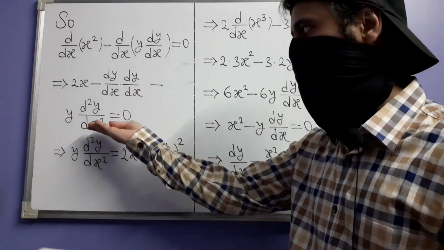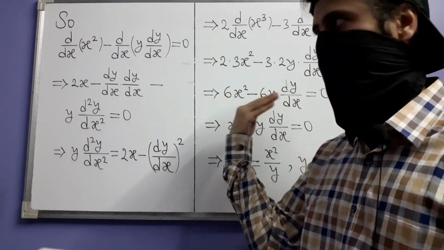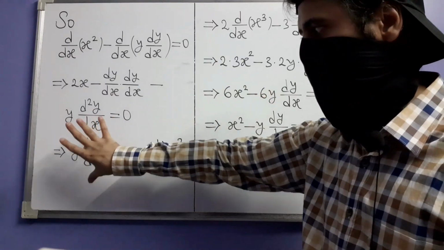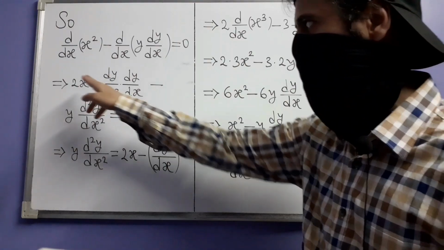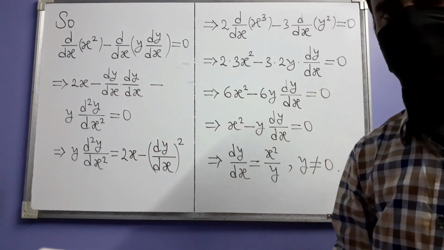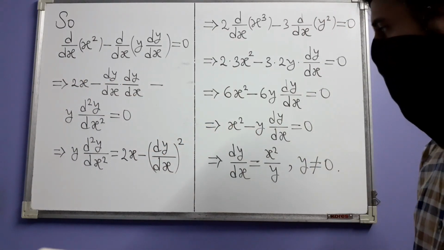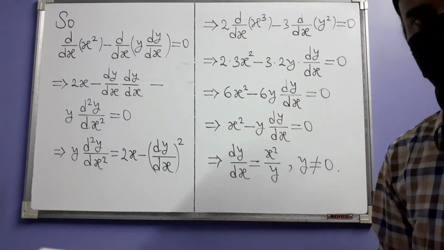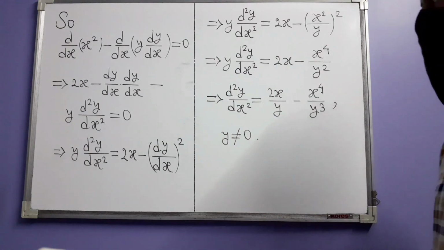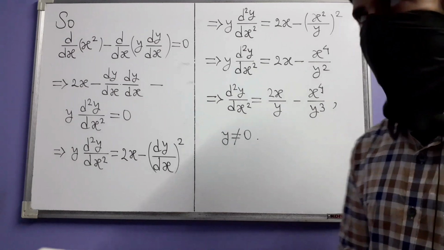Now if you bring this term having the second derivative over to this side, but say we write that first, then this is what you get. y times the second derivative equals 2x minus the square of the first derivative. And here you have to use this thing, that it is x squared divided by y. So we continue the calculation.